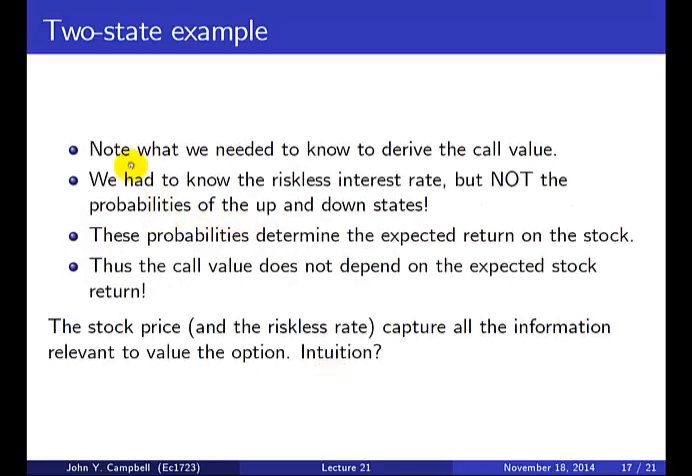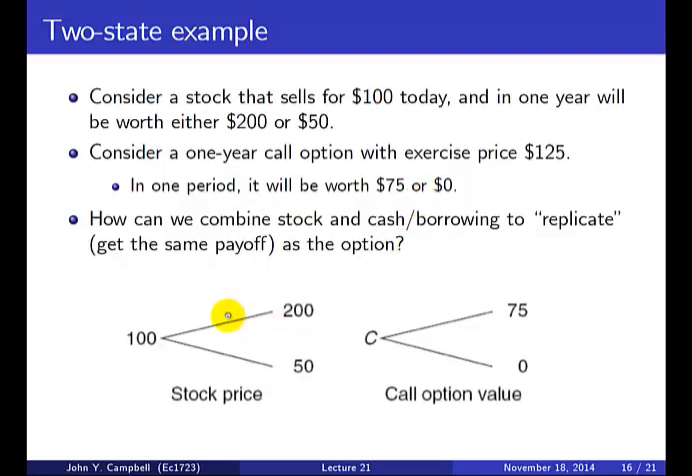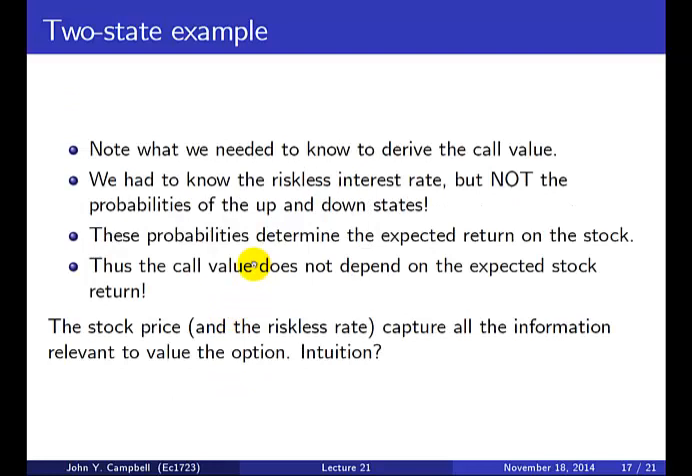Now, that little analysis involved the riskless interest rate, right? And it involved those tree diagrams, but I never used the probabilities of the up and down states. If you look back here, I didn't label the probabilities here. But it's the probabilities that determine the expected return on the stock. So I've just shown you that the call value does not depend on the expected stock return. The stock price and the riskless rate capture all the information relevant to value the option.